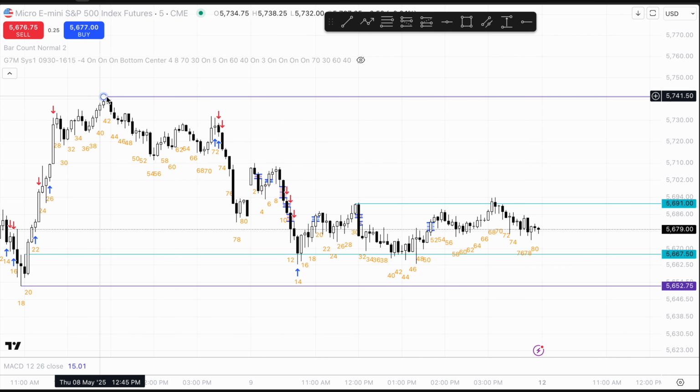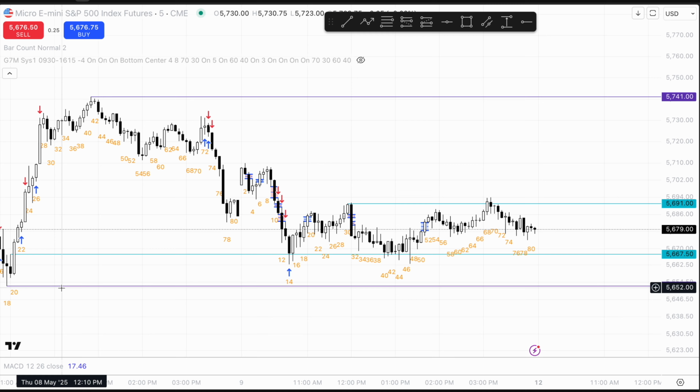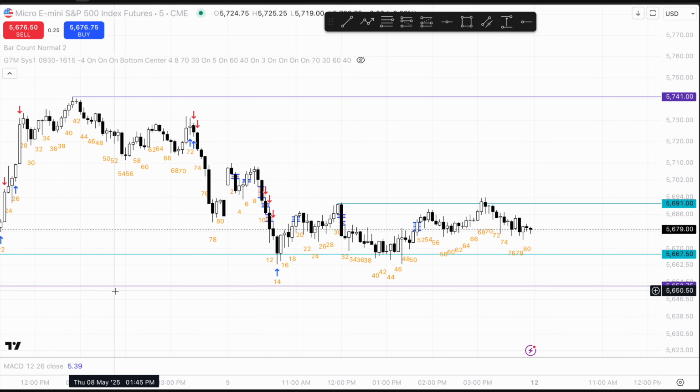To start out, like I always say, these purple lines are yesterday's high and yesterday's low. I always just mark these because they might be lines of resistance for the next day. So yesterday's high, yesterday's low is the purple.